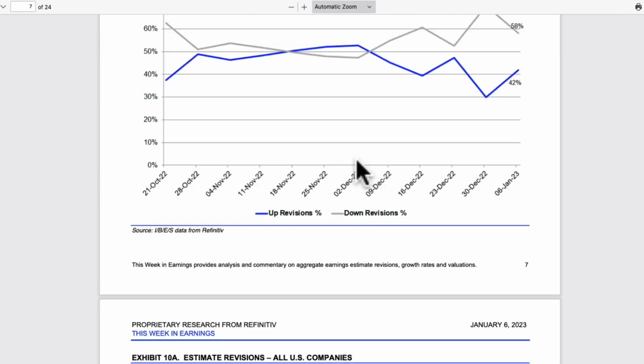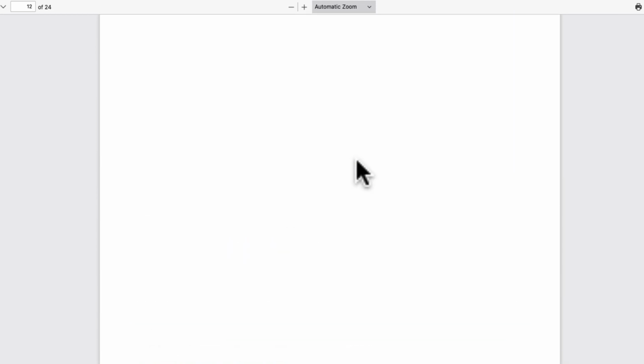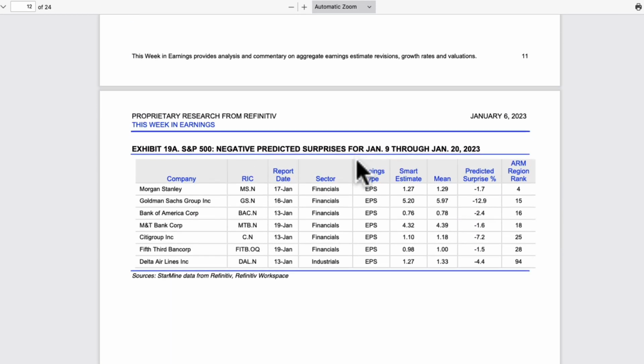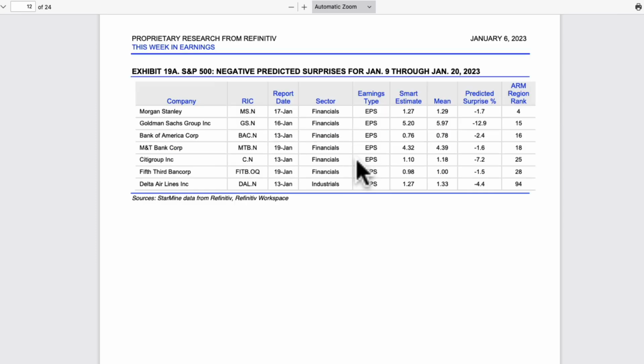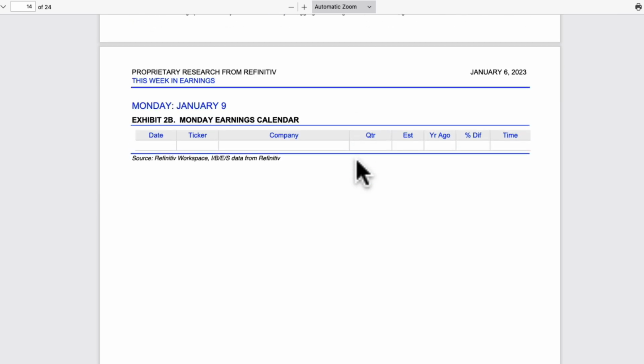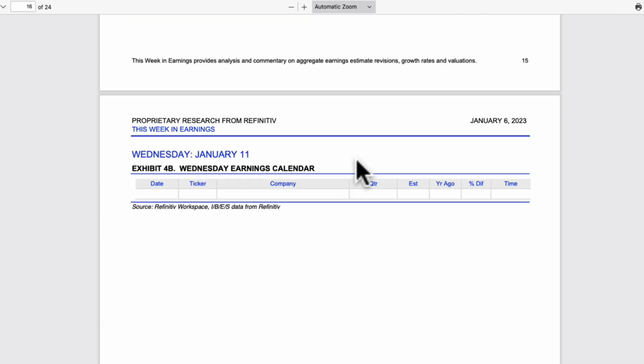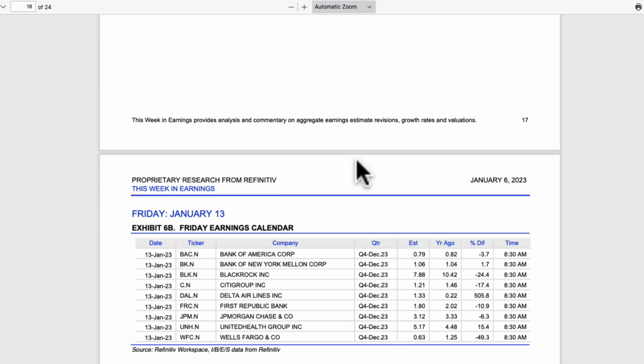Let's just go down to see who's reporting earnings this week. Here we are. There's nothing all week long, and no, that's negative surprise. Let's keep going. There's a Monday, there's Tuesday, there's Wednesday, there's Thursday, and look at Friday.